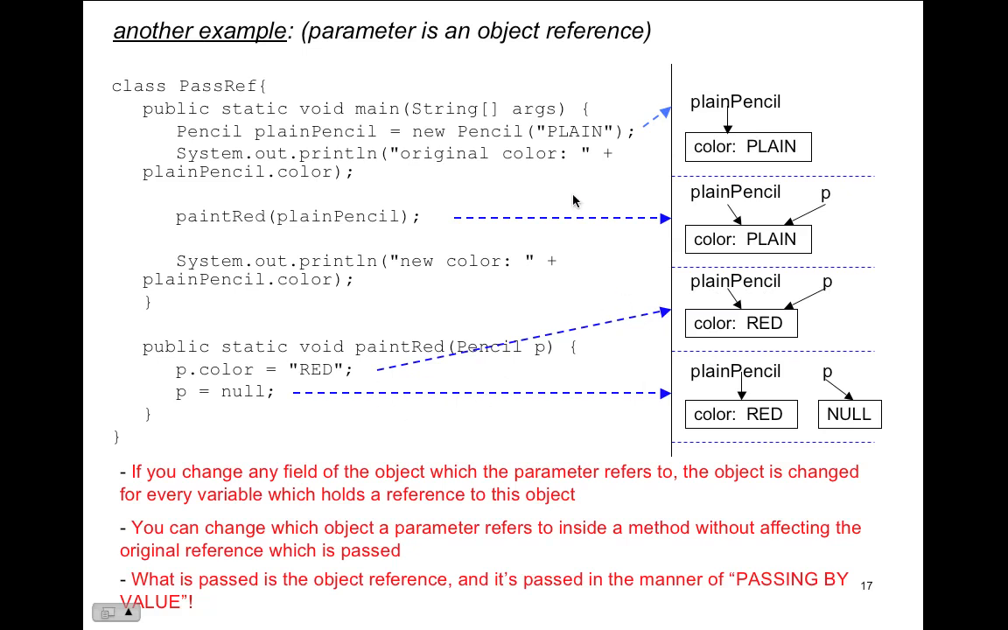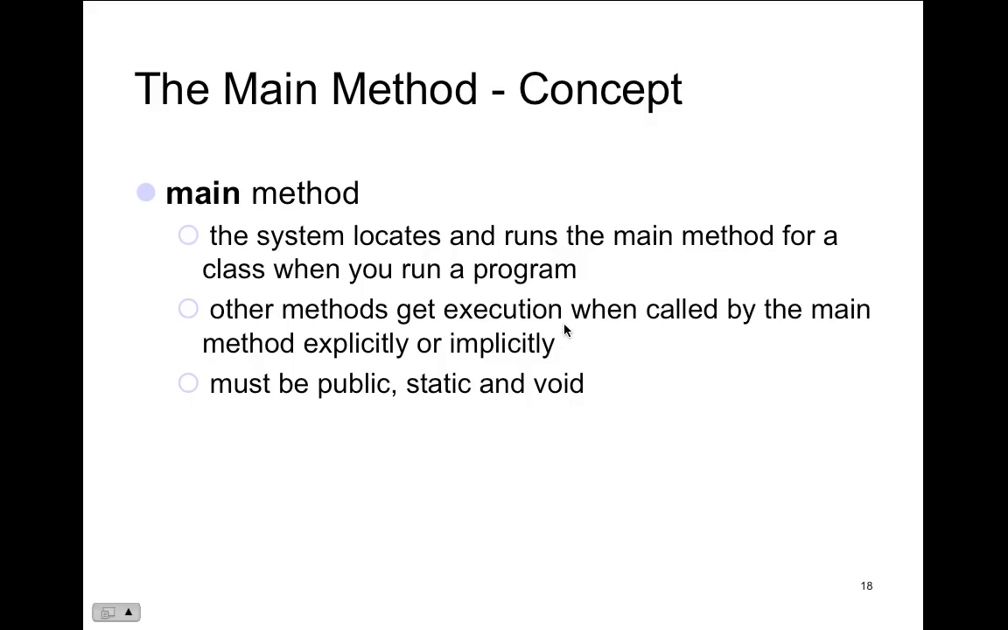I believe probably not this session, but the next session, the middle session, we'll look at passing objects more. At this point, don't be concerned with it if you're not quite getting it. What we're looking at is that if you change any field of the object which the parameter refers to, the object is changed for every variable which holds a reference to that particular object. I'm actually going to skip through this because I'm going to hit it in a lot more detail with another example. It's a more advanced topic I don't want to hit yet, so I'm going to skip it.